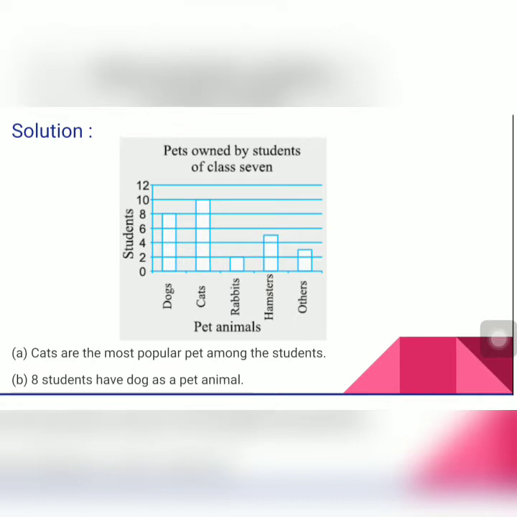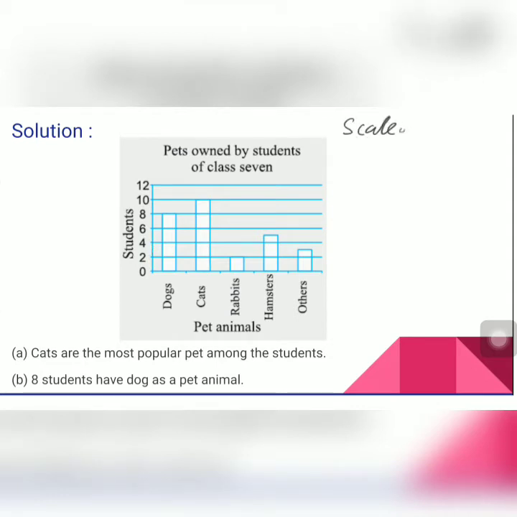We can see that the highest height of the bar is this one, and this is representing cats. So cats are the most popular pet among the students. Now the next question was, how many students were having dogs as their pet? So we can see that dog is here, and the bar associated with the dogs is this much, and the height is 8. Here we can see that the scale is 1 unit distance is 2 students.